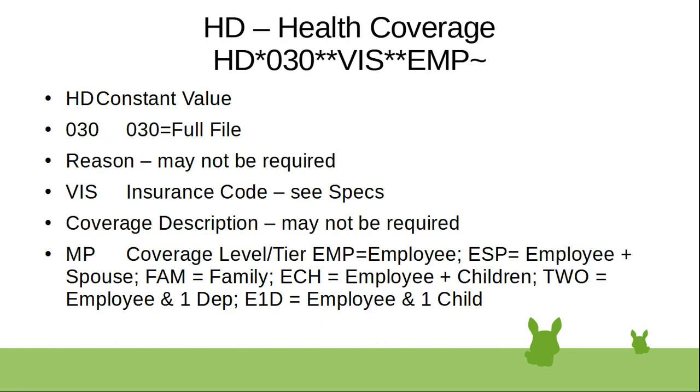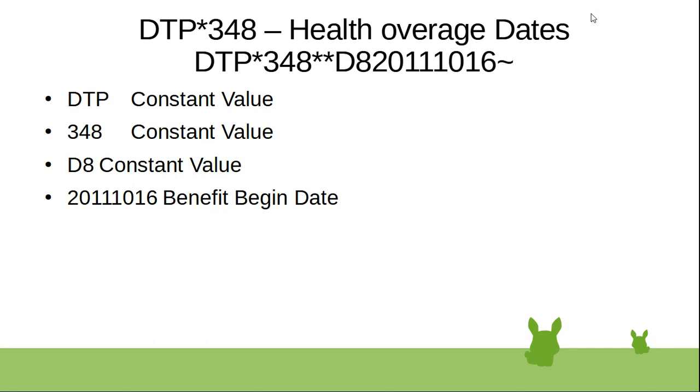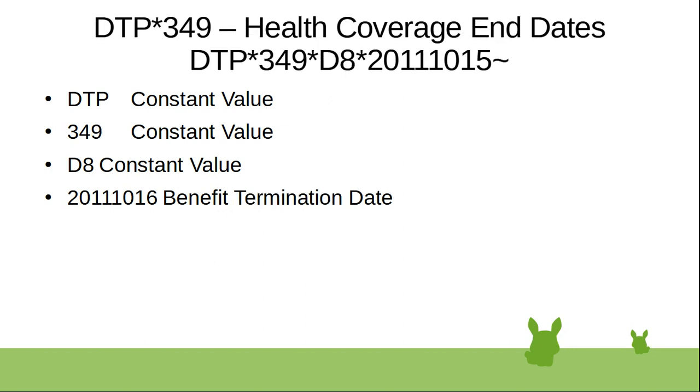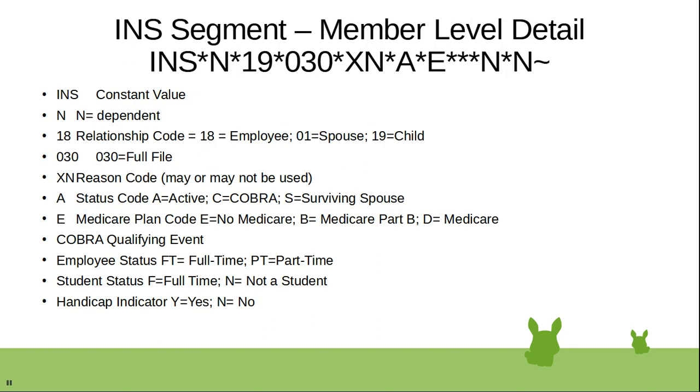Okay, the health coverage information: you can see which plan is used, like VIS for the vision plan, and which coverage tier is used: employee, employee plus child, employee plus children, family. Okay, there are multiple dependents, or employee and one dependent. You can see that information. Okay, for DTP 348 to 349 the health coverage dates are there. DTP 348 is the constant date, the benefit begin start date. You can see in the 349 the benefit termination date as well.